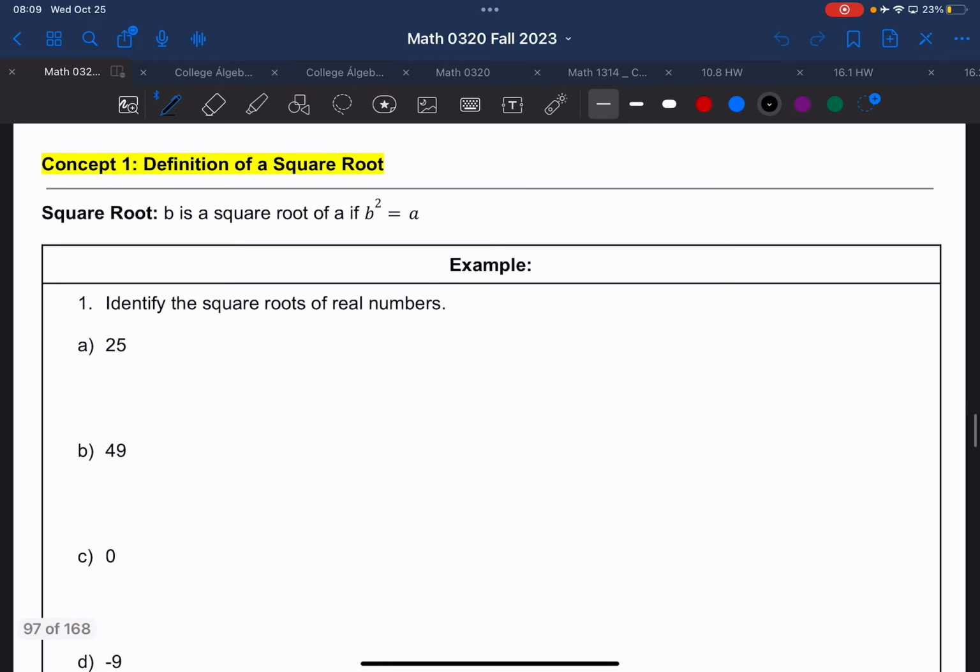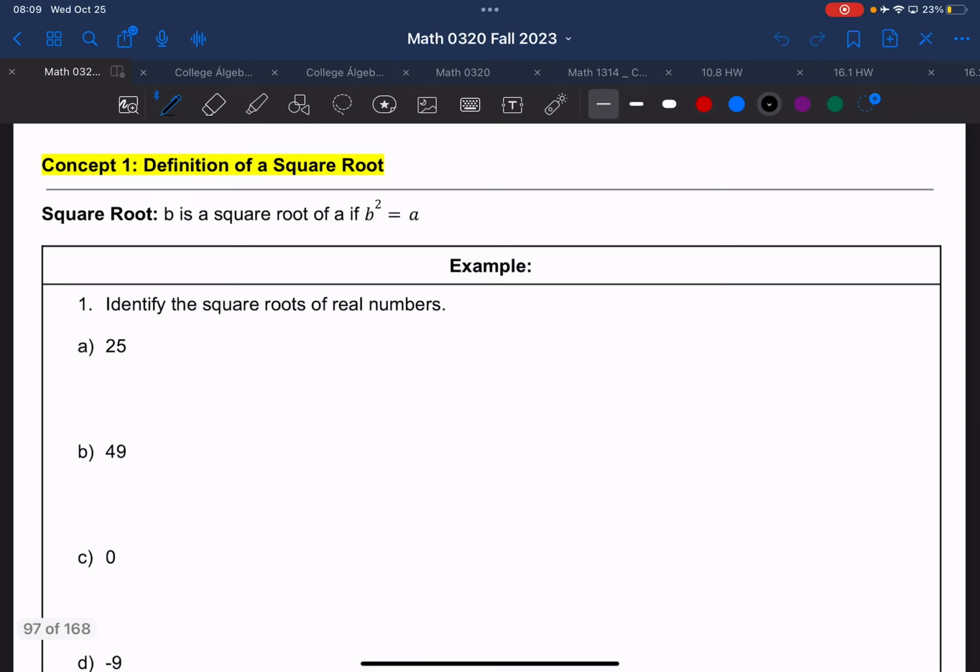Okay. So for the first concept, it says definition of a square root. So we know that b is the square root of a if b squared equals a. So what this is saying is that if we were to take the square root of that b squared, then we would get our a value. Okay. So what we're doing in these problems is we are identifying square roots of real numbers. So we are just taking the square root of all of these examples here.